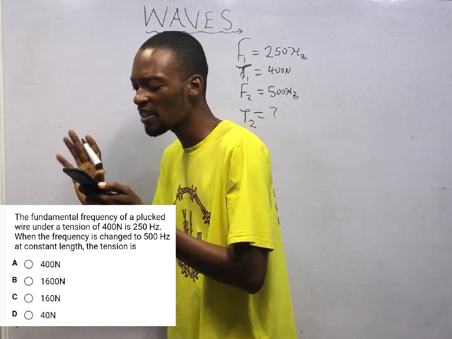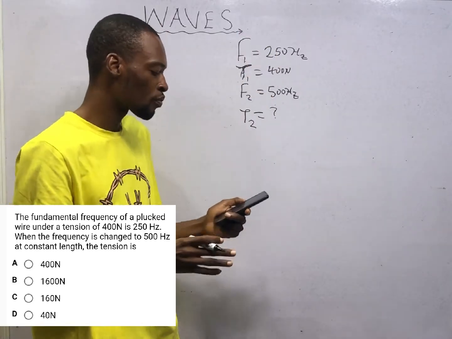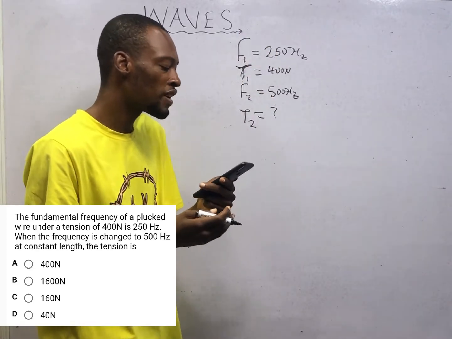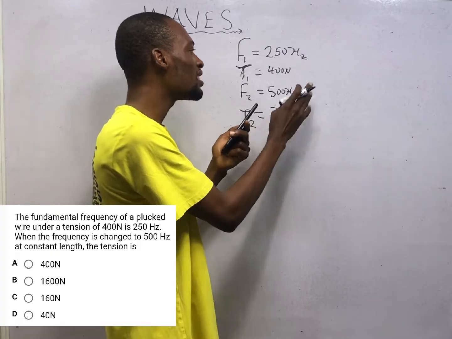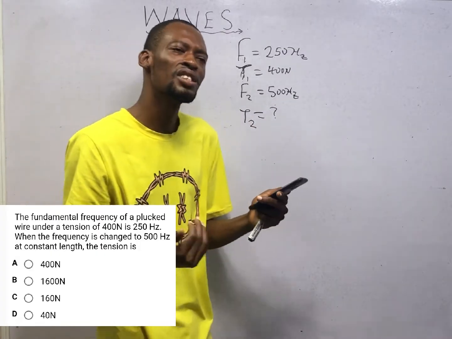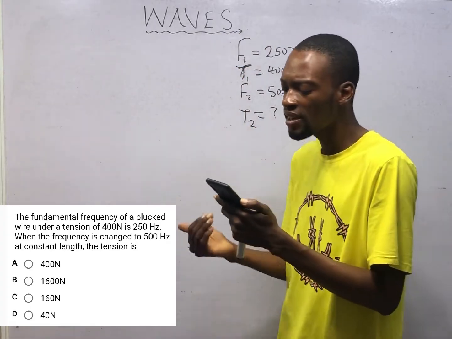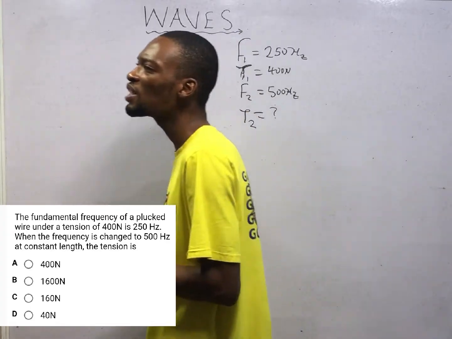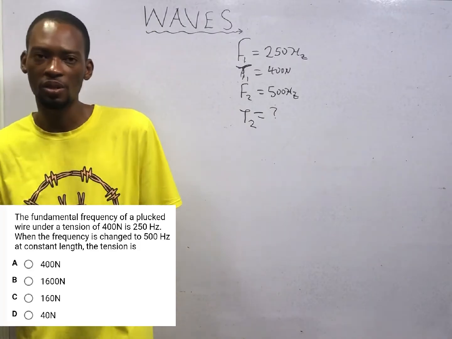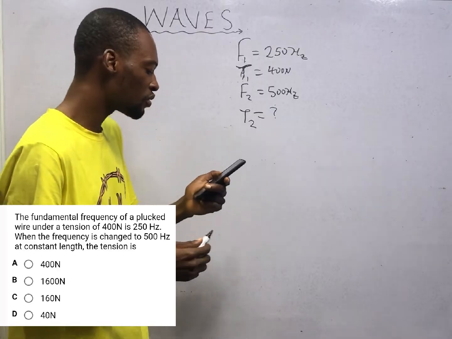So let's call the first tension and the first frequency T1 and F1. The frequency is changed to 500 Hz, which means the frequency is increased. So what will happen to the tension? This is more or less a variation question, which means when we increase or reduce frequency, what happens to tension? When we increase or reduce tension, what happens to frequency?